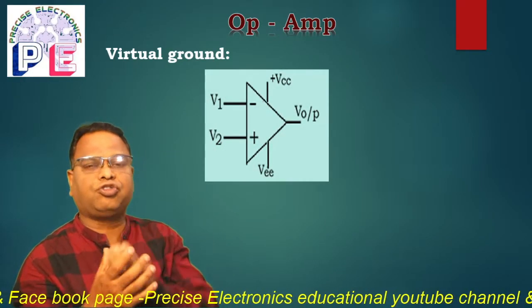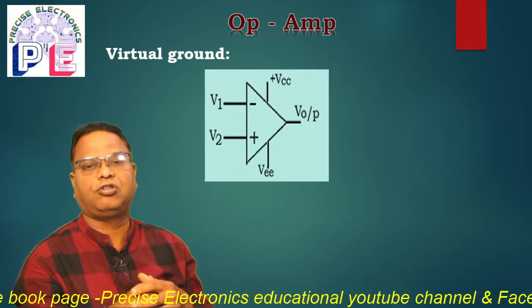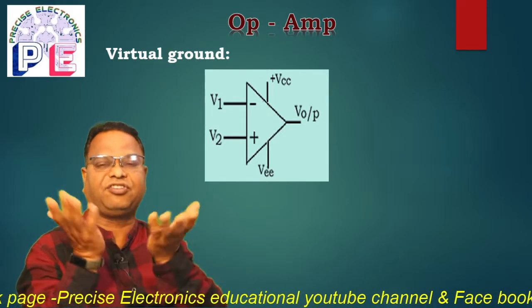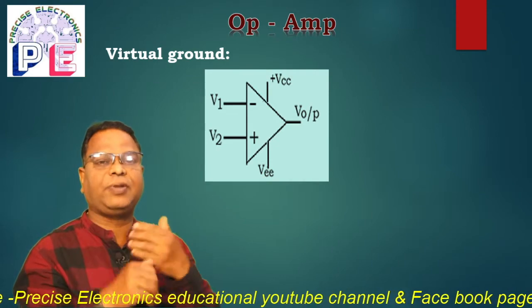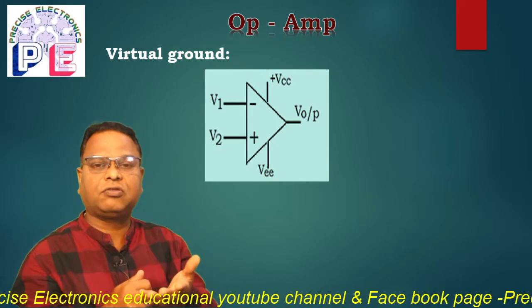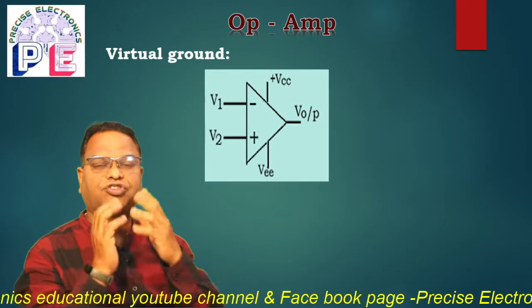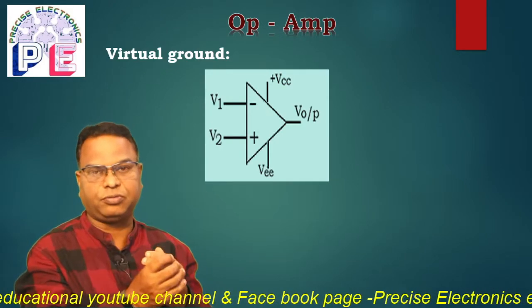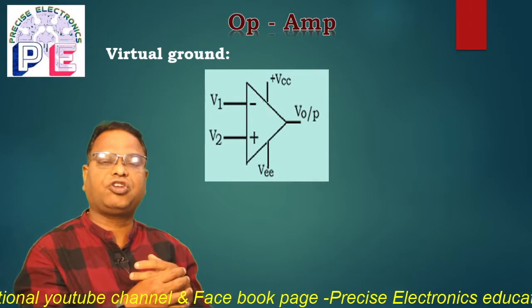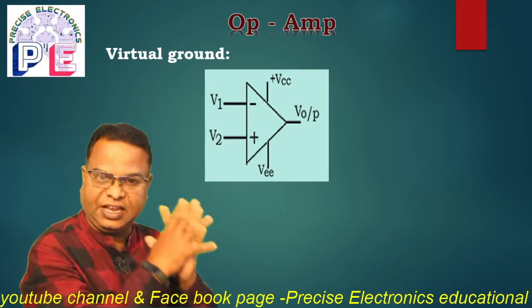First of all, what is virtual ground? What is virtual? Virtual means it is imaginary. In actual practice, it will not happen. So we are going to imagine how it works. So virtual ground, that is the imaginary ground. The circuit diagram of virtual ground is displayed on your screen.